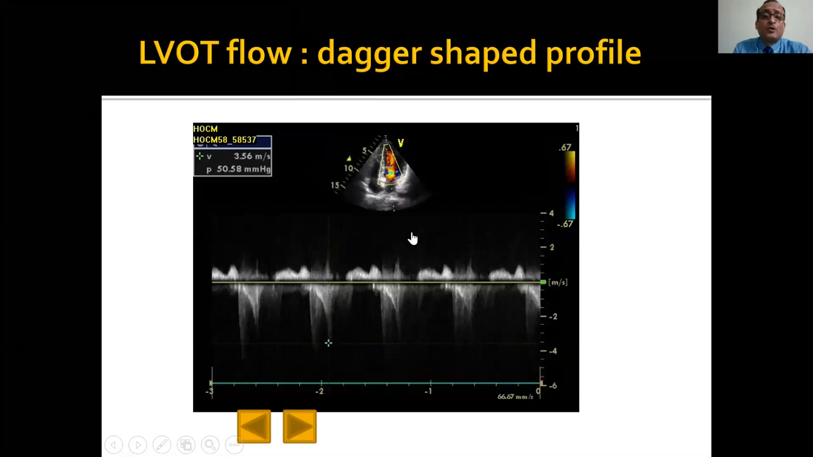The LV outflow shows a dagger-shaped profile. See, this is a late-peaking dagger-shaped profile. Here also, a late-peaking dagger-shaped profile.